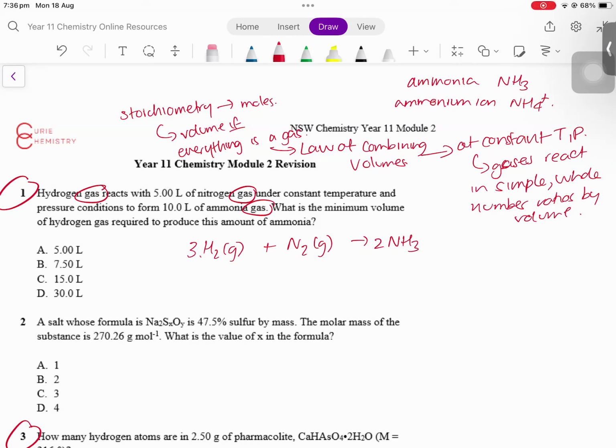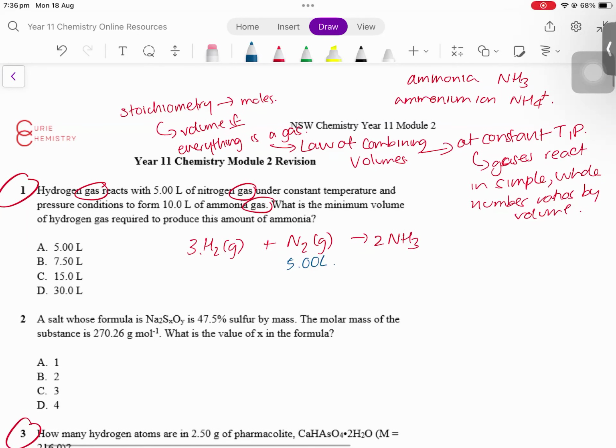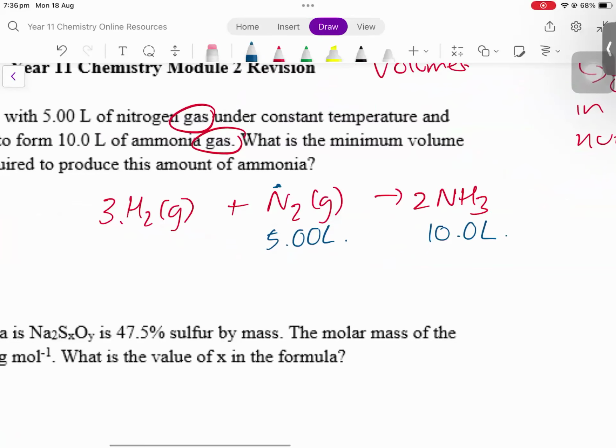So the question told you 5.00 liters of nitrogen, and then 10 liters of ammonia. Remember, multiply by where you're going, divide by where you start. If we pick nitrogen, you're going to the 3 for the hydrogen, so you're multiplying by 3, and getting rid of the 1 in front of the nitrogen, so you're dividing by 1. Do the same thing to the actual number, and you'll get 15.